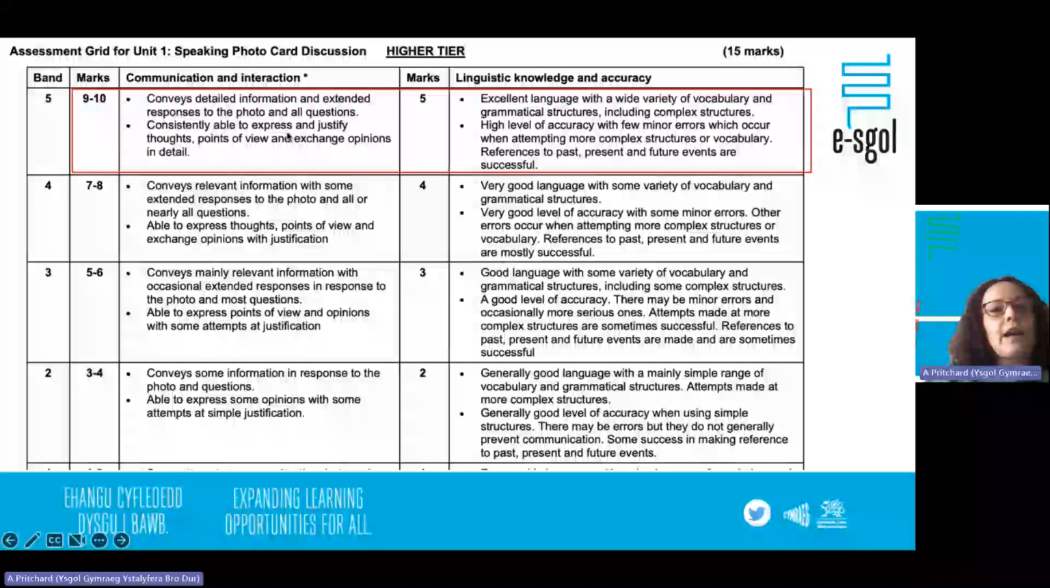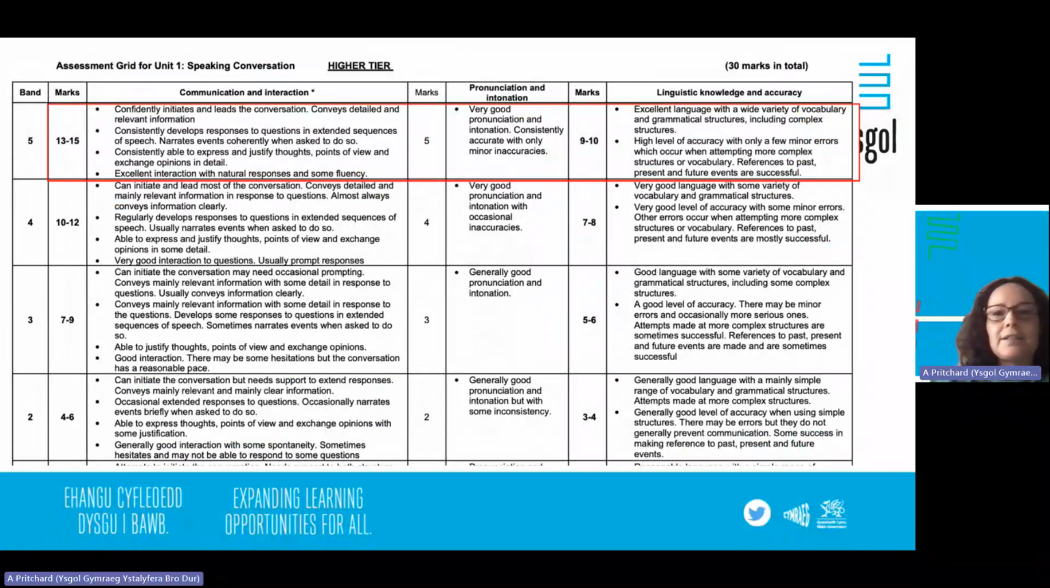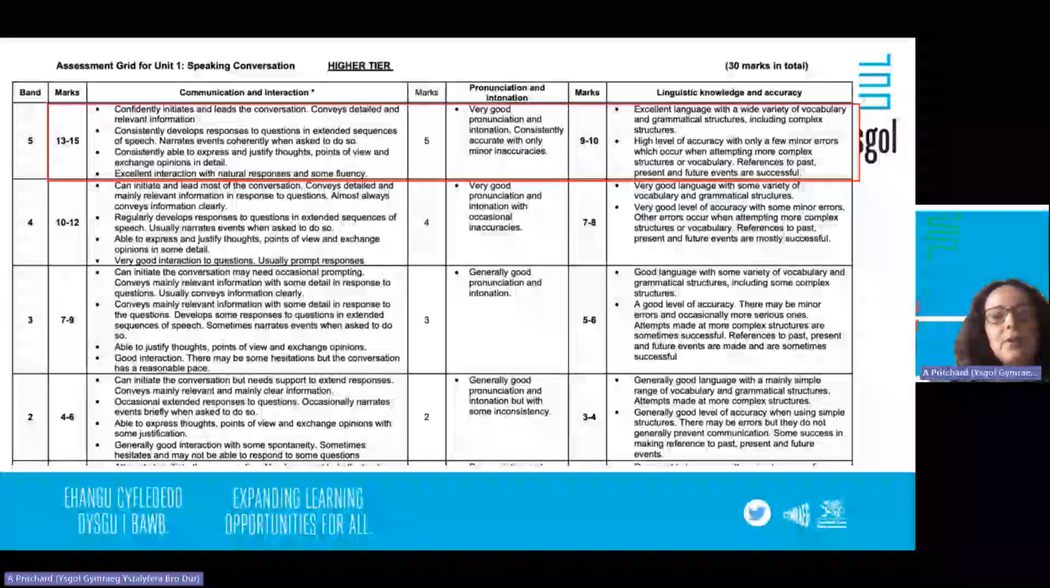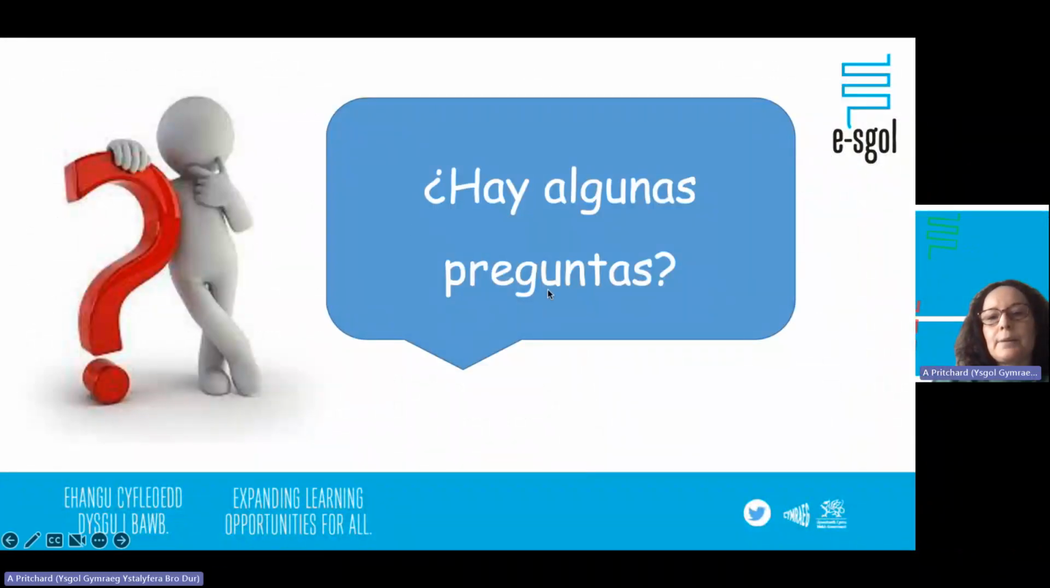So this is the photo card, but if we look at the conversation, it's very similar. And if you look at the writing task, it's again very, very similar. Okay, they're asking for very similar things. So hay algunas preguntas. If you have any questions, you could either put them in the team or you could ask your teachers in school, because I'm sure they would be able to help you out as well.